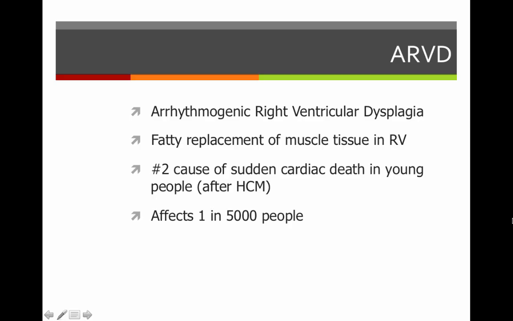Our next cardiomyopathy is arrhythmogenic right ventricular dysplasia, or right ventricular cardiomyopathy. They go by both names. Basically, you're looking at the right ventricle, and we're replacing muscle tissue, cardiac muscle, with fatty cells. So those fatty cells don't transmit the electrical vectors like they should, like the muscle tissue would. So we're seeing changes on our 12-lead EKG in that respect.